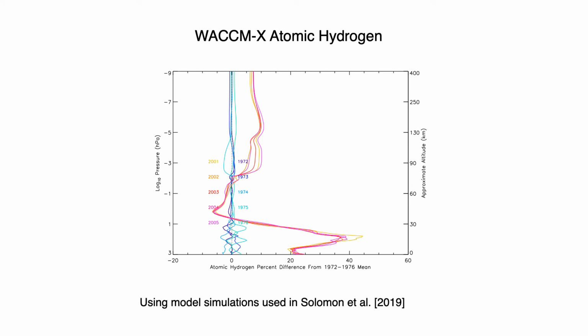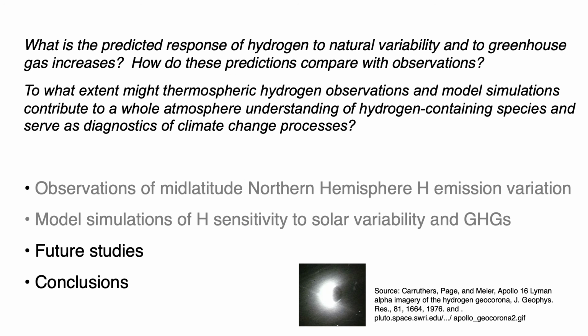So what we see here is that in the upper thermosphere, the predicted change in hydrogen is about 8% over this 30-year time period. Well, not exactly the same time period as for our observations. The length of the time period is approximately comparable to those of our observations. In the future, we would like to actually look at climate simulations that are more comparable to the actual years of the observations and look at simulations over shorter time differences. So next I'll talk a bit more about future studies.